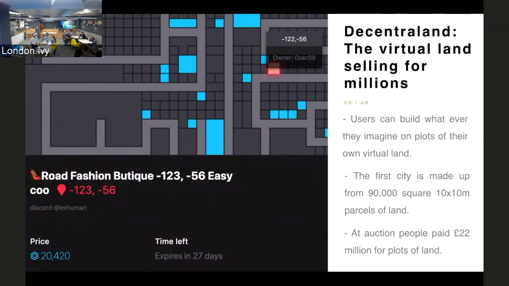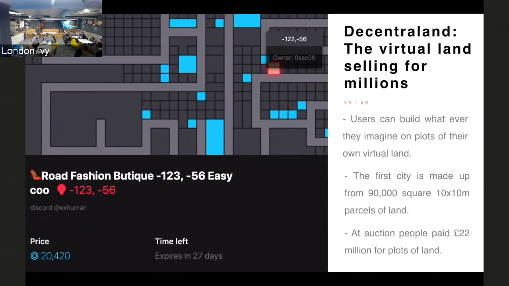Now to show you a little bit on how it works. You see this is a gridlock sort of system here. Their first city that they made has about 90,000 square 10 by 10 meter parcels of land, and they've auctioned up to about 22 million pounds. One of the examples here, as you can see the little red dots in the middle, is a fashion boutique, and this is all done by Mana, which is a cryptocurrency. This cost about $700,000, for a 10 by 10 square meters of land they made into a shop.